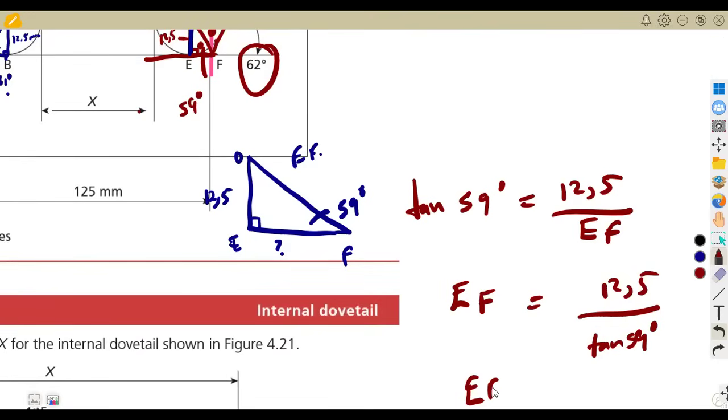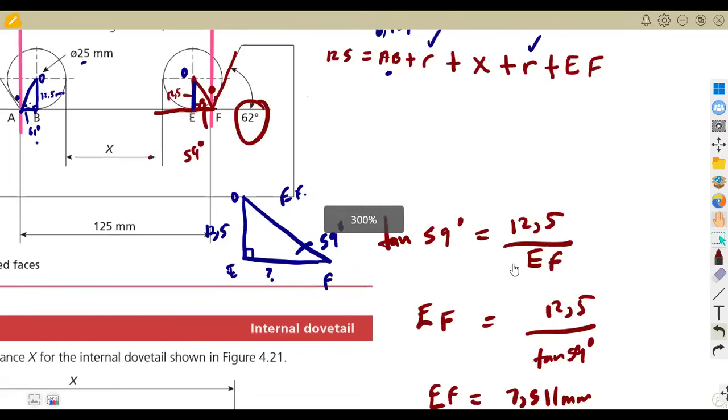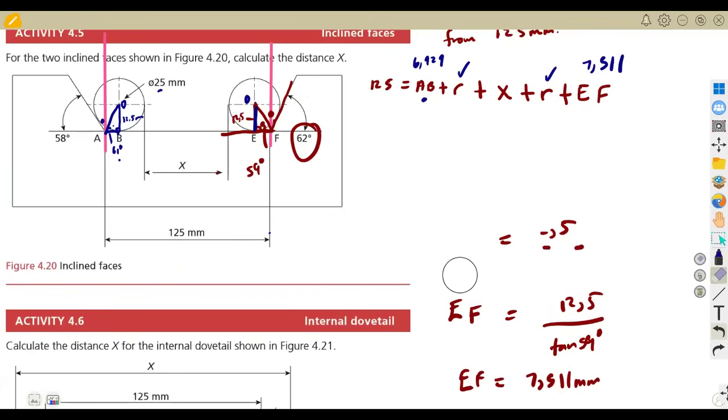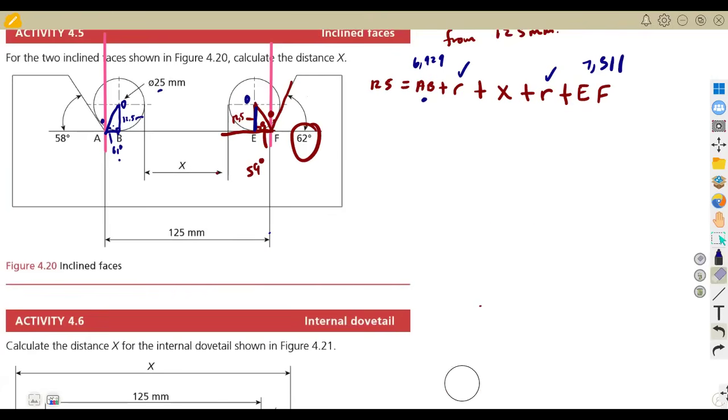So that is going to be EF, which is going to be 7,511 millimeters. So we have got EF here. Everything that we need is there on our diagram. That's 7,511. Like I said, everything that we need here we have, so we can calculate this distance X.